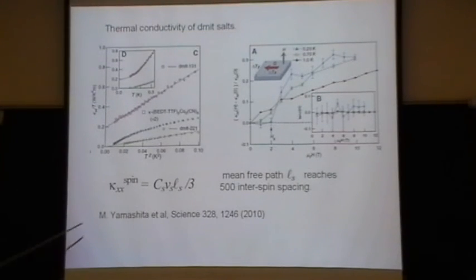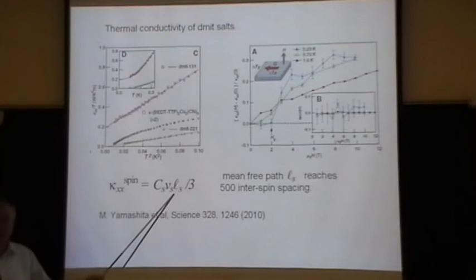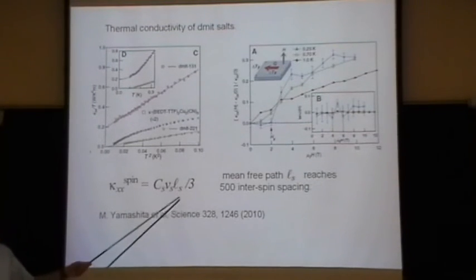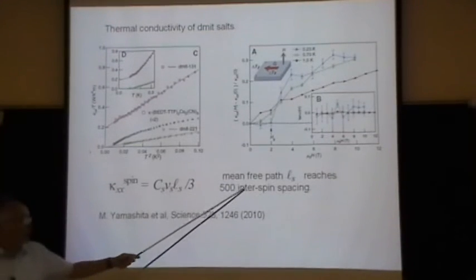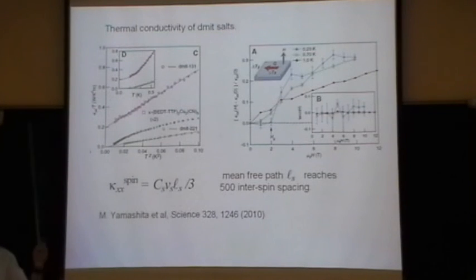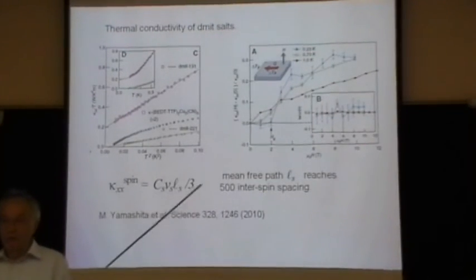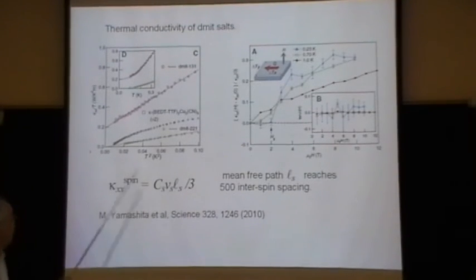In fact, you can use the formula from Ashcroft and Mermin, which says that the thermal conductivity is the specific heat times the Fermi velocity times the mean free path, and extract the mean free path. This mean free path comes out to be half a micron, which is 500 times the interspin spacing. So this spinon is traveling freely, carrying a huge amount of heat. This is a very large number for thermal transport.